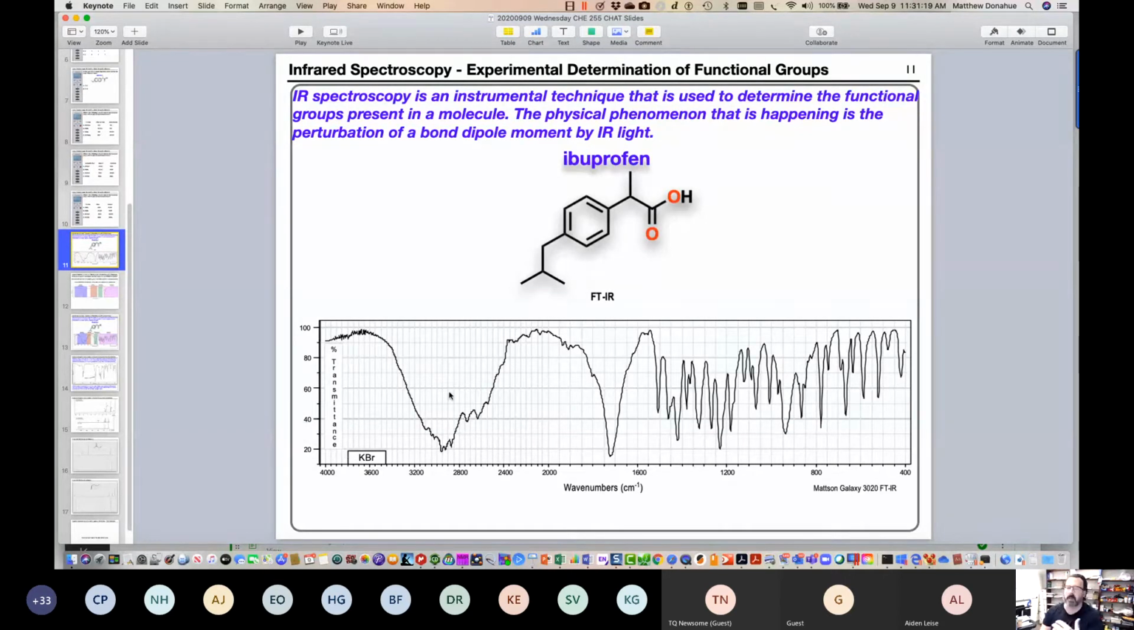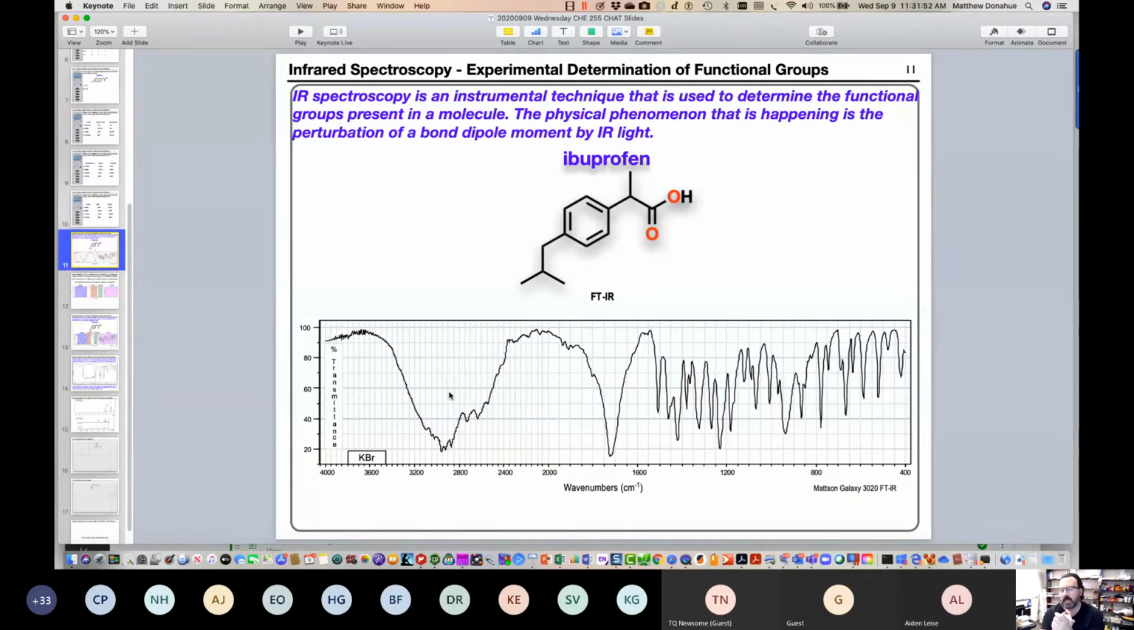So maybe in the chat you can say yes or no. Are you familiar with Beer's law? So this has nothing to do with how many beers you can drink. Beer's law. Did you do an experiment in Gen Chem lab on Beer's law? Getting some yeses, some nos.